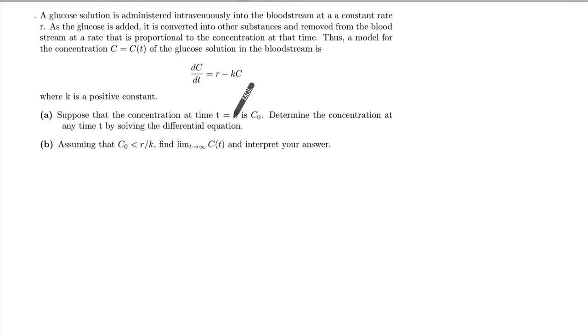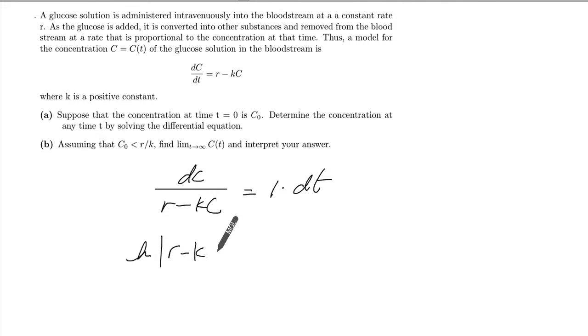Suppose that the concentration at time t is C0. Determine the concentration at any time t by solving the differential equation. Okay, so what we have to do here, we have dC here. There's no way for us to bring this C to the other side unless you bring the whole thing. So divide both sides equally by r minus kC, and you get 1 over that, and you multiply that by dt. This is going to be ln of r minus kC times -1, right? Because C is the variable here, and here you get t plus some constant.